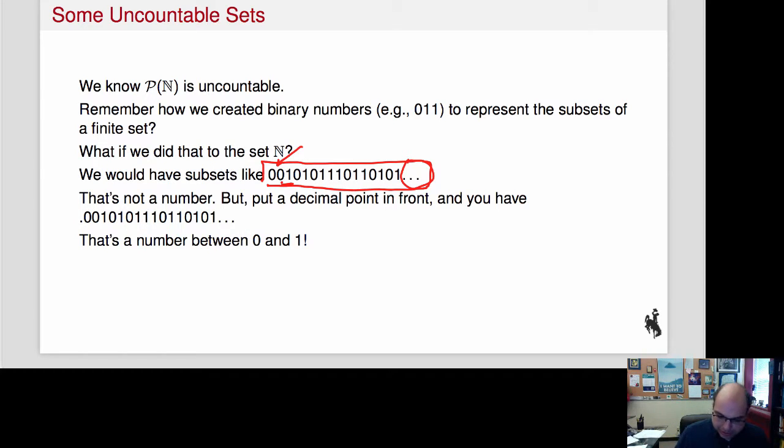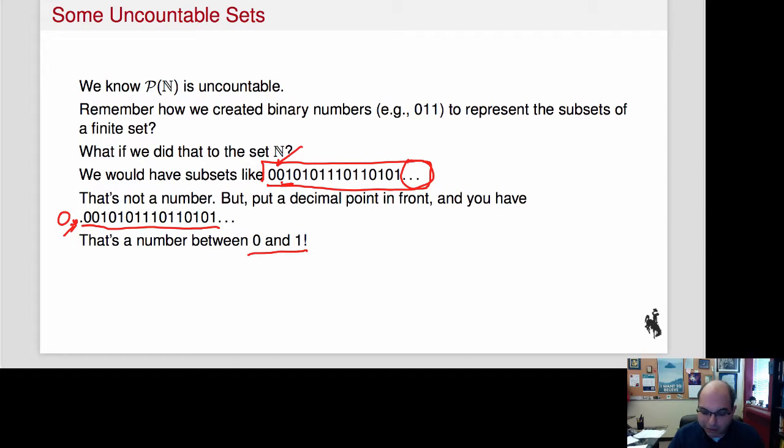Okay, so here's the trick though. I'll take that string of numbers, and I'll put a decimal point. So this is 0 point something, right? And now all of a sudden that actually is one of the numbers that we know and love, 0 point and then a bunch of zeros and ones. That actually is a number. In fact, it's a number between 0 and 1.